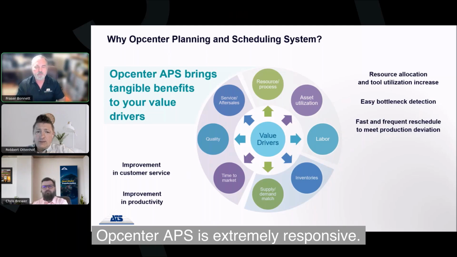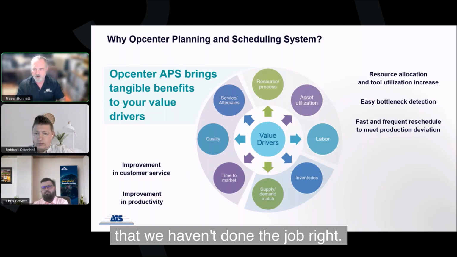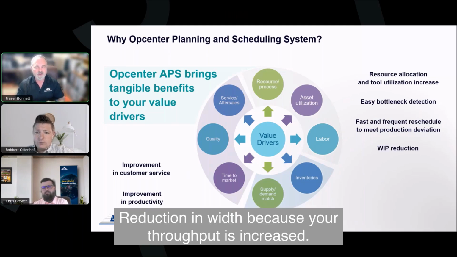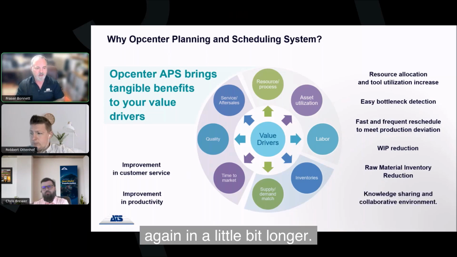Fast and frequent rescheduling. Opcenter APS is extremely responsive. If a scheduling session goes over a minute, we start to get worried that we haven't done the job right. So it's extremely fast. Reduction in WIP because your throughput is increased. Raw material and inventory reduction, we'll talk about that. I'll get into it in a little bit longer.